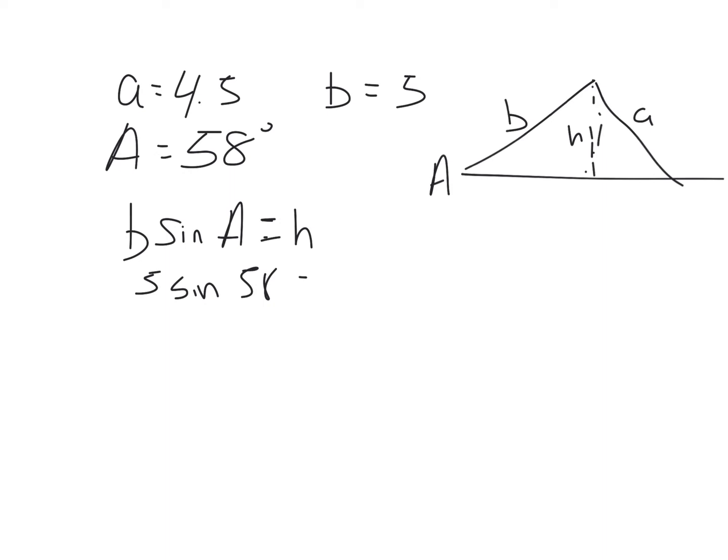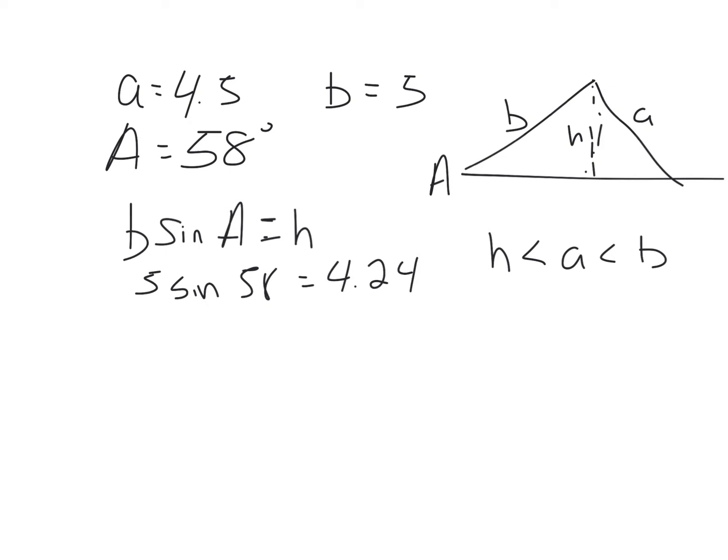That gets you 4.24. Okay. Now, why is that relevant? If H is smaller than A, that's smaller than B. Now, A and B are the ones given to us. A is just representing the side opposite of the angle given, and B being the other side given.